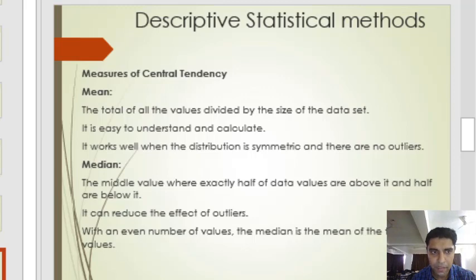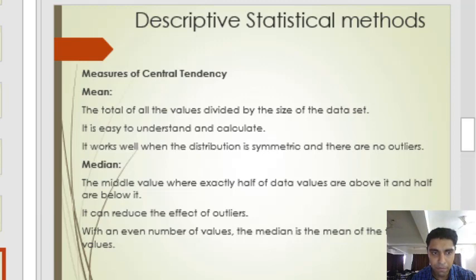So let me start with measures of central tendency, in which we will see mean, median, mode, and standard deviation. First, what is mean? The total of all the values divided by the size of the data set, that is, the summation of all values divided by the total number n. That is the mean. It is easy to understand and calculate. It works well when the distribution is symmetric and there are no outliers. Outliers will affect the mean value.